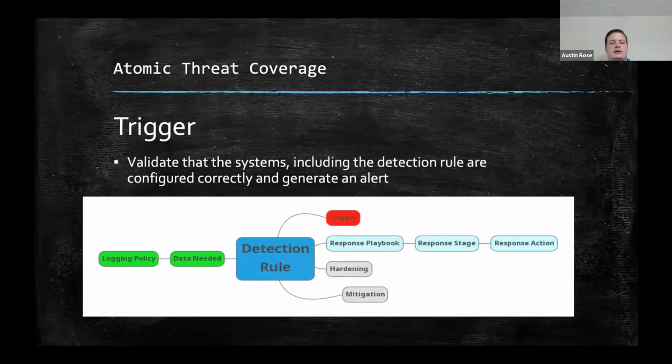So once you've created the detection rule, you've got the data that's needed, and you've sent off the logging policy to the folks on the sysadmin team, and they're sending everything that you need, that's great. But how do we verify that the detection rule is actually going to fire when it counts? And that's through the trigger. The basis for the trigger in Atomic Threat Coverage is actually Atomic Red Team by Red Canary. They integrate that specific framework directly in there, which is good because that's what we're trying to do.